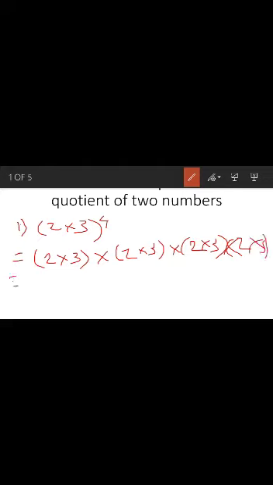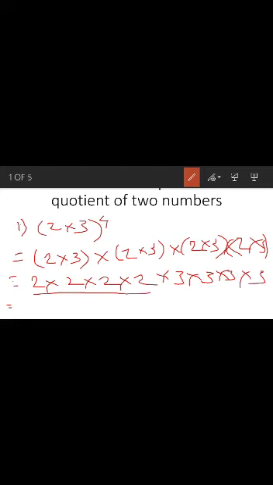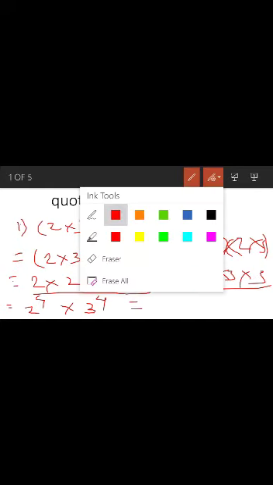Now we'll solve the brackets. 2 multiplied by 2 multiplied by 2 multiplied by 2, 4 times it comes, and 3 multiplied by 3 multiplied by 3 multiplied by 3. Now what will we get, students? 2 multiplied by 2 multiplied by 2 multiplied by 2 means 2 raised to 4, multiplied by 3 multiplied by 3 multiplied by 3 multiplied by 3, which is 3 raised to 4. So (2 multiplied by 3) raised to 4 means 2 raised to 4 and 3 raised to 4. That we will get. Okay.